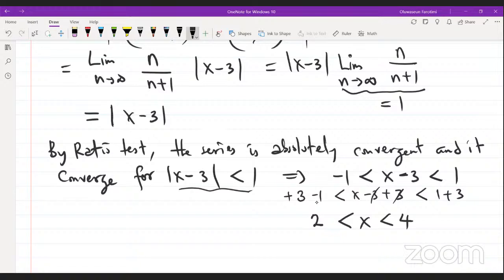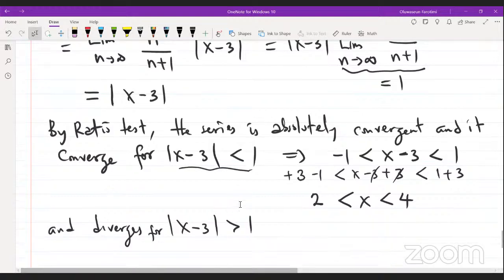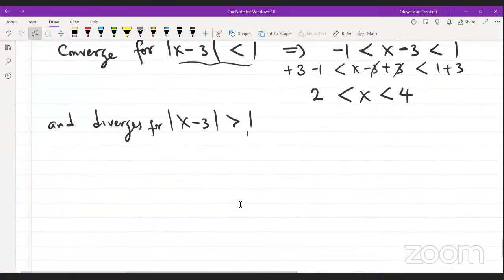Okay, so let's move on. Now, it diverges. Remember the ratio test: when this is greater than 1. But our interest at all times is that we're looking for the interval of convergence, so I'm going to pick this one here. So now we test the endpoints.